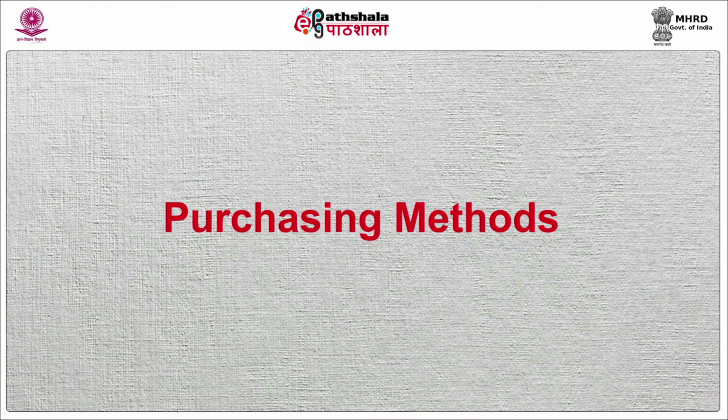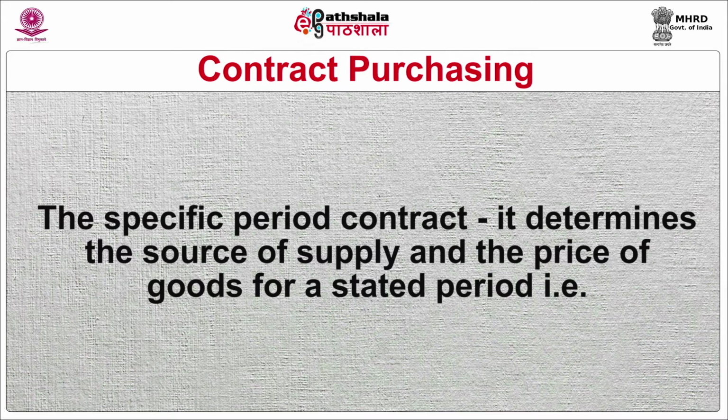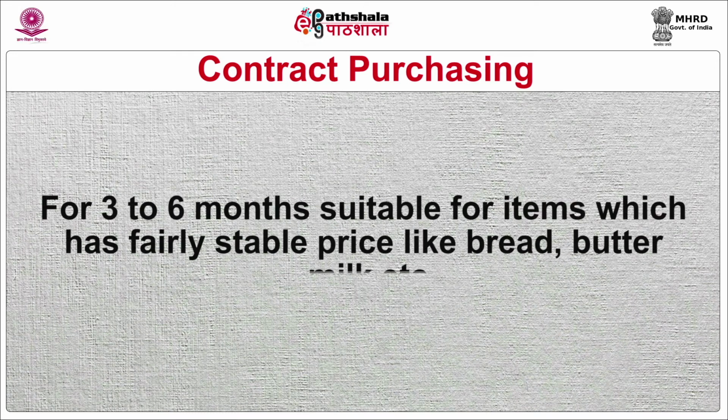Purchasing methods. Contract purchasing. A contract is entered with a supplier for the commodities to be supplied at regular intervals, usually at an agreed upon price which is advantageous for both. The specific period contract determines the source of supply and the price of goods for a stated period, that is for 3 to 6 months, suitable for items which have fairly stable price like bread, butter, milk, etc.